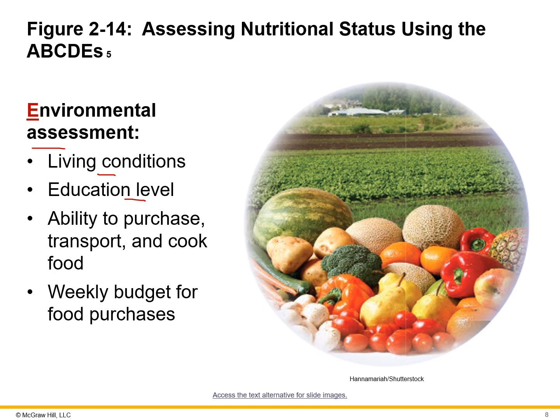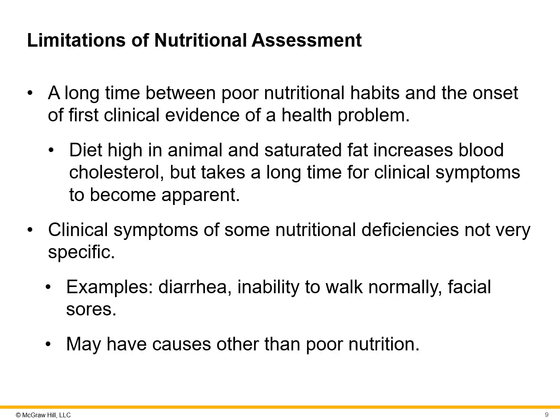So the ability to transport, but also to cook the food. Especially thinking about underdeveloped countries where cooking stoves are not always something that they have. So how can they fix the food that's available to them? So again, thinking about a weekly budget for those food purchases.